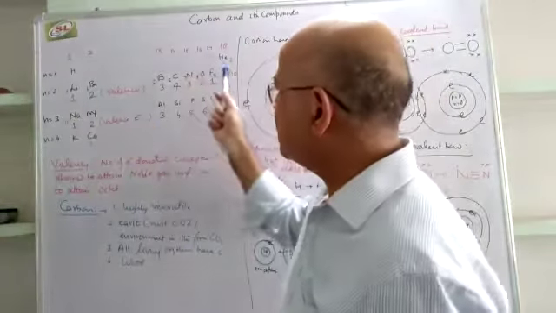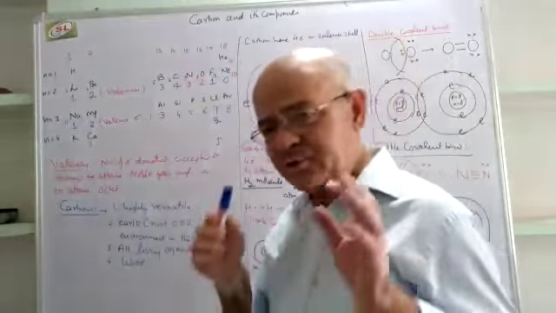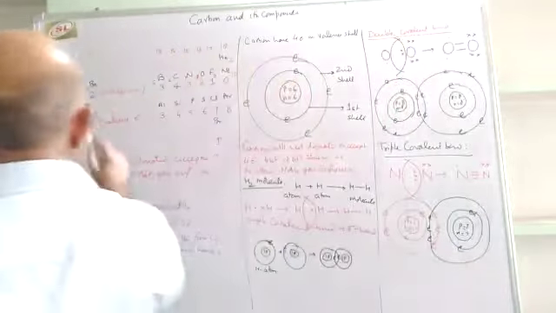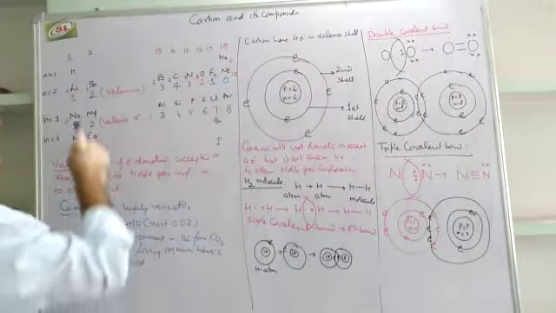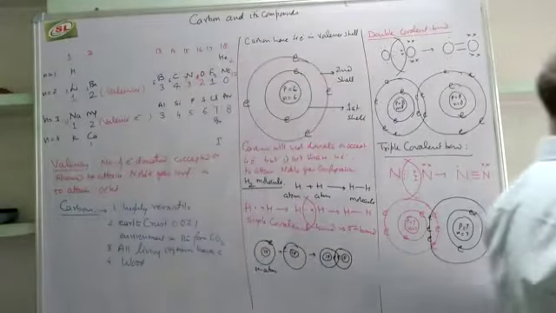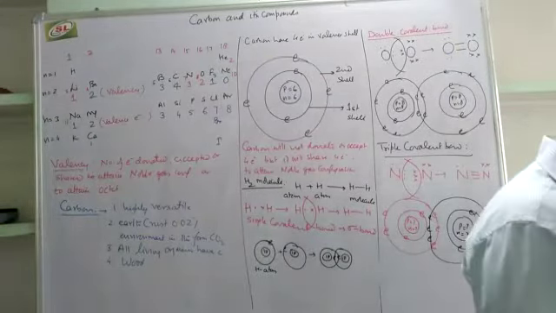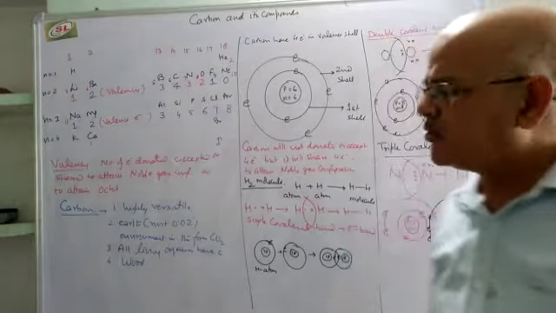This is the arrangement of elements in the periodic table. We should learn the elements period wise, that means left to right, and group wise, that means top to bottom. It will be very convenient for us if we learn the elements period wise and group wise.